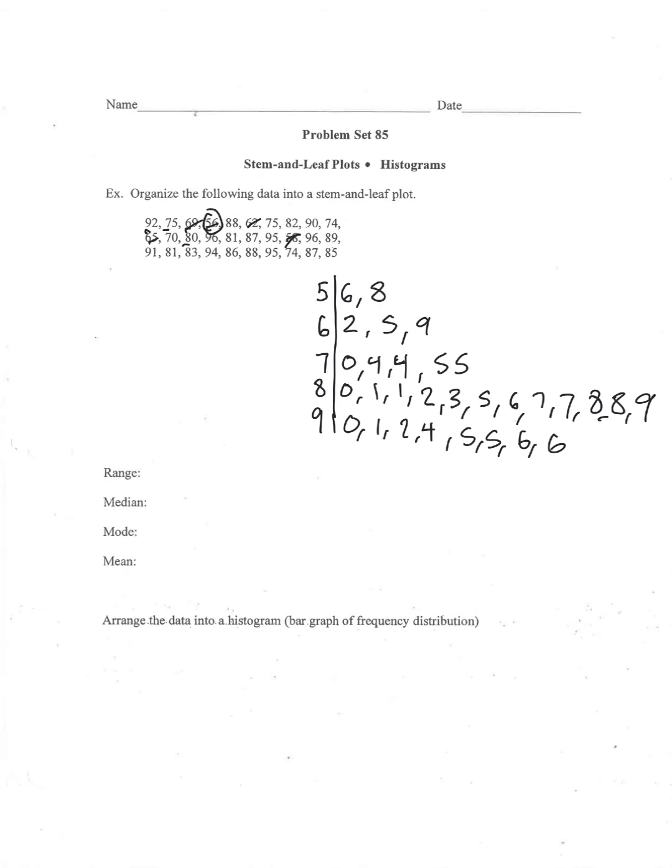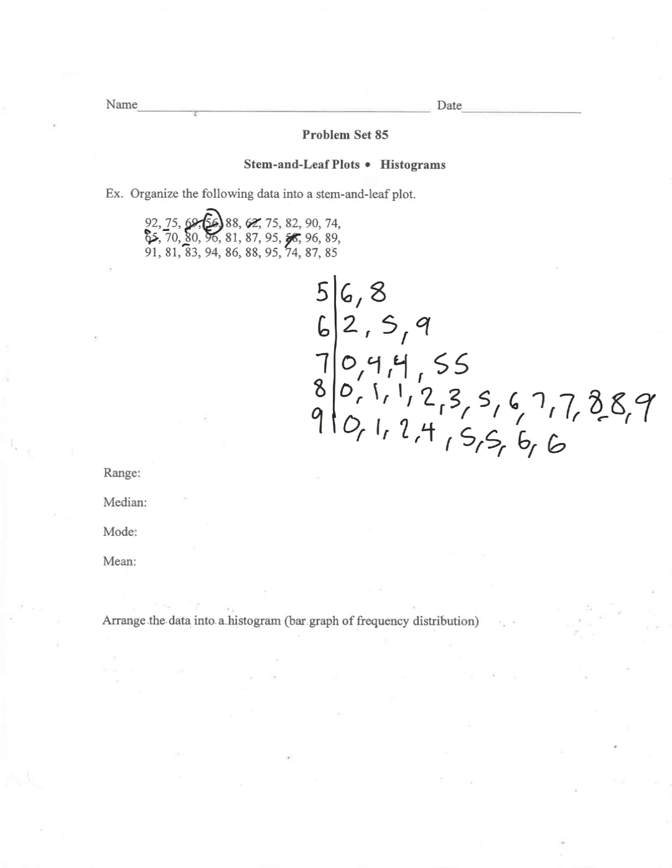Okay, so that's your stem and leaf plot. Again, in this case, our stem is just the tens place of the number, and the leaf is the ones place. One of the things that is kind of nice about this is that once you've done it, you can calculate the range, median, mode, and mean fairly easily.